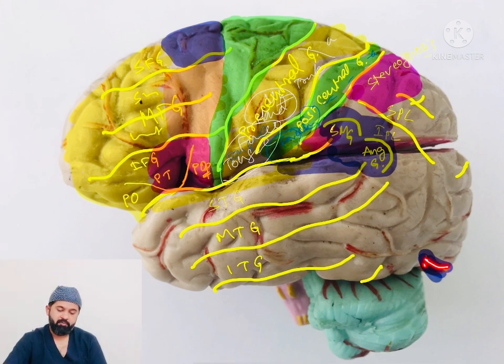Around the calcarine fissure, most of it is on the medial surface, but a part of it also lies on the superolateral surface. More details of the visual cortex and how vision is perceived we'll see in a separate video in which we'll discuss the optic pathways. So this is the primary visual area.